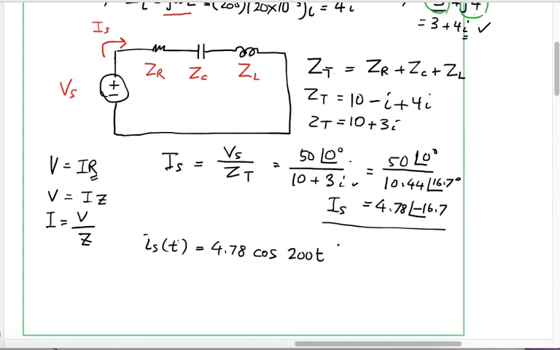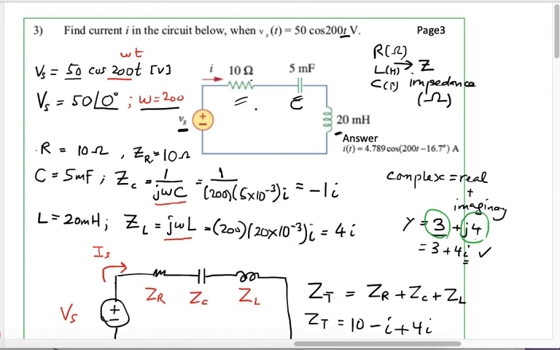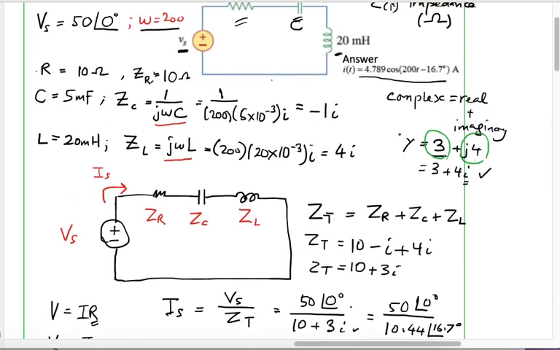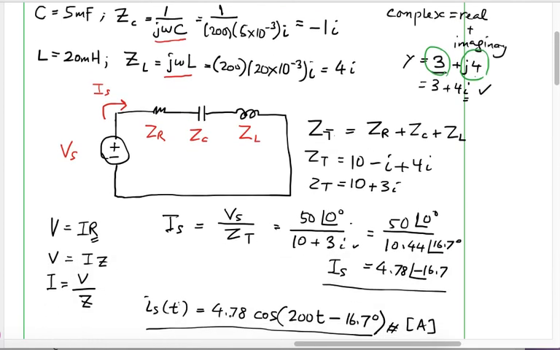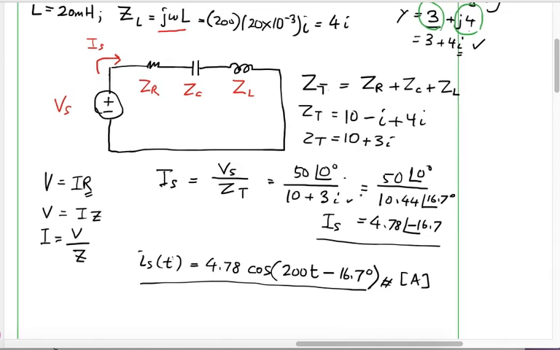So now, do we have any phi? Yes. The phi, or the angle, is negative 16.7. The phase shift is negative 16.7 degrees. So this is your equation, or your answer, for finding the current in the time domain based on this given circuit. Okay, you can just check your answer whether it has the same number or not. Yes, amplitude 4.789, and also the phase angle 16.7. Okay, thank you.